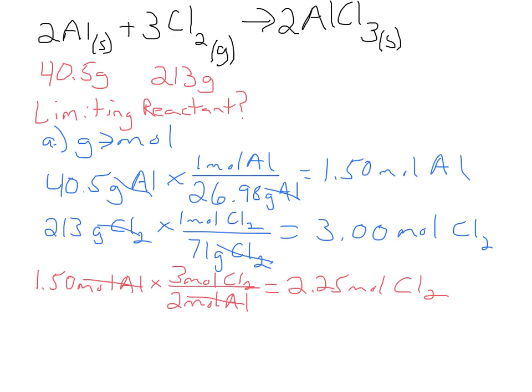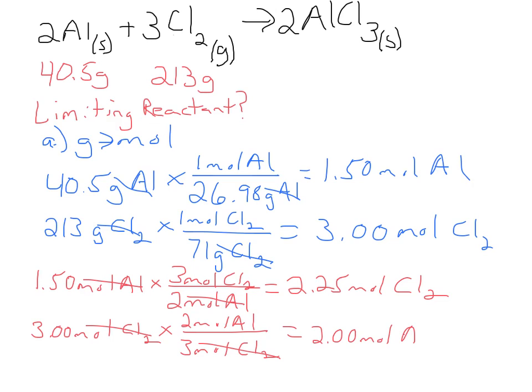But we also want to compare how many moles of chloride gas we're starting with to how many moles of aluminum we could produce. So in the second step, we take 3.00 moles of chloride gas, which is what we started with back over here, based on the grams that we were given. We can then convert that to moles of aluminum, and based on the stoichiometry, for 2 moles of aluminum we have 3 moles of chloride gas. Our moles of chloride gas cancel, and you're left with 2.00 moles of aluminum.